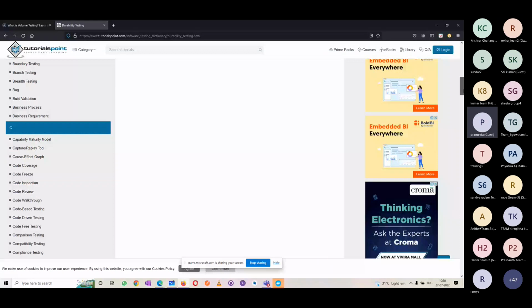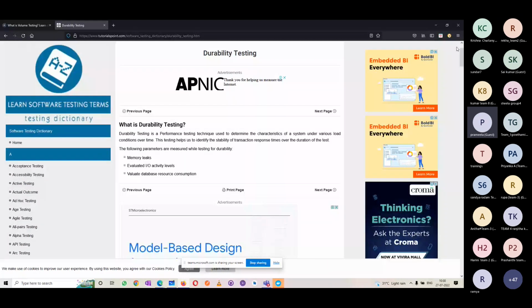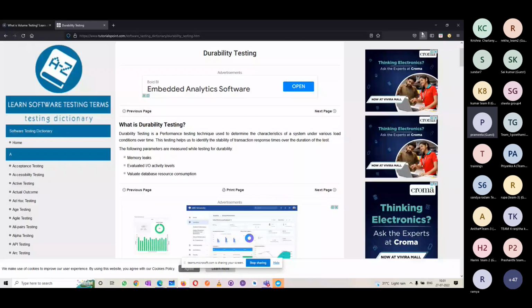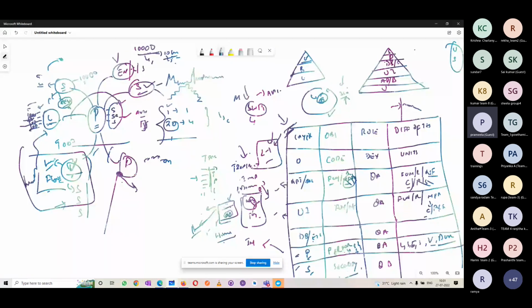Okay, so this is called durability testing. What is the basic thing to know about durability testing? We will be identifying it from the resources point of view. I'll try to explain this in more detail. This is a slightly deeper topic of performance testing. I'll not go into too much detail, but at least at a high level I'll try to give this.